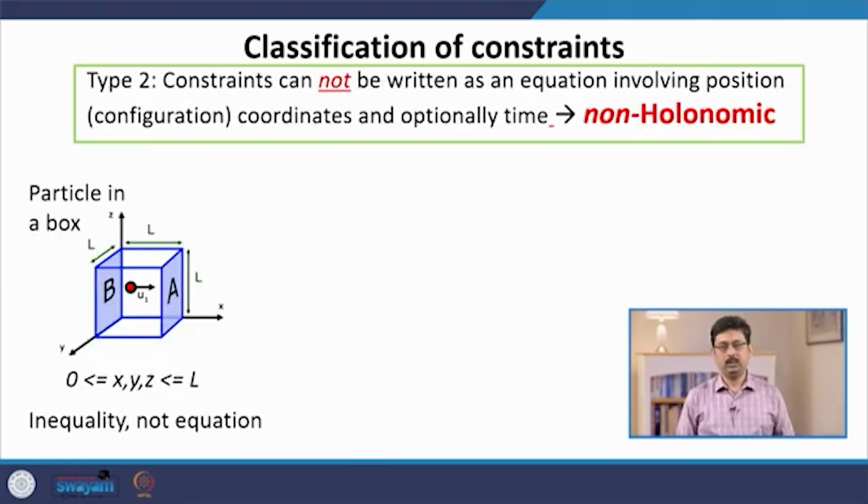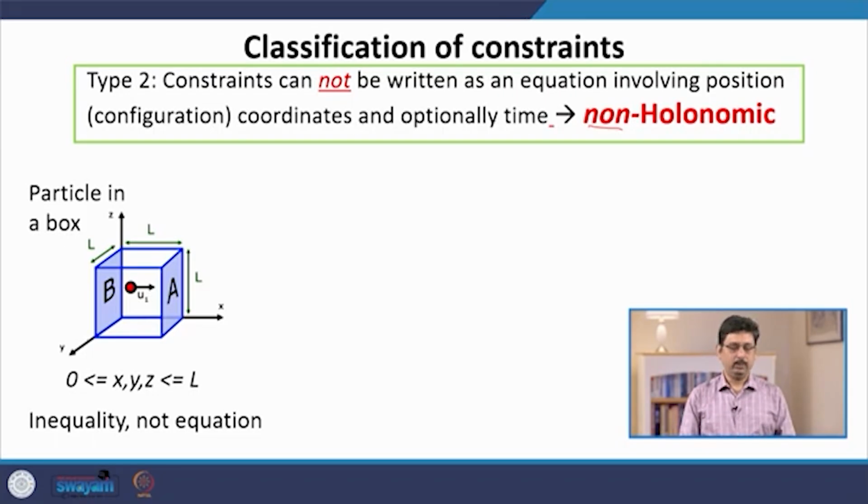Now, it is not always possible to describe the constraints by an equation that involves the position coordinates, the degrees of freedom. Those kinds of constraints that are not holonomic are called non-holonomic. So, consider a particle in a box. This is a problem you have encountered in various other courses as well. For example, you may have studied this problem in a quantum mechanics course, which is a very famous toy model of a bound system.